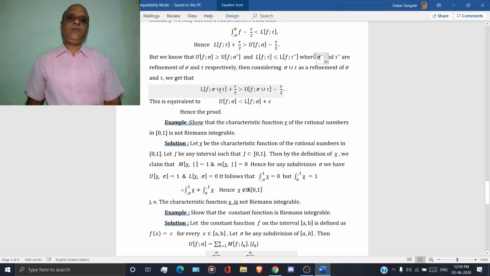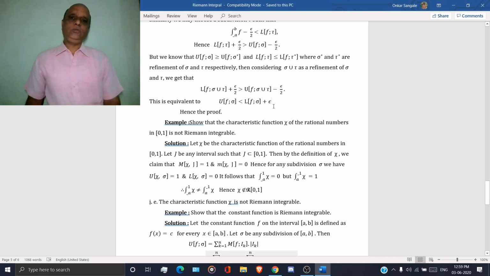Then we change the side of epsilon by 2, and we get epsilon by 2 plus epsilon by 2 is epsilon. Then replacing this refinement again by a single subdivision sigma, the equivalent statement is that the upper sum for f corresponding to subdivision sigma is less than the lower sum for f corresponding to subdivision sigma plus epsilon. That is, we have proved the condition when the function is Riemann integrable.